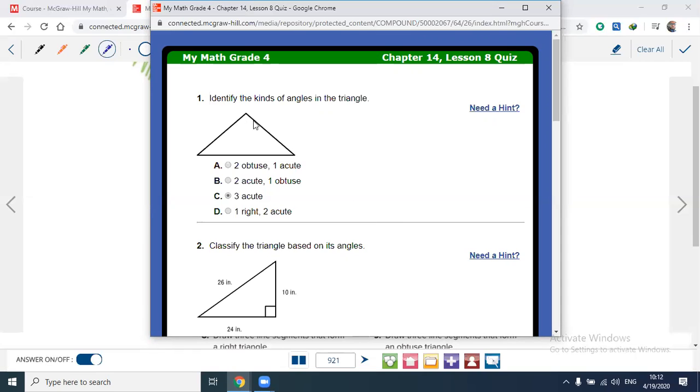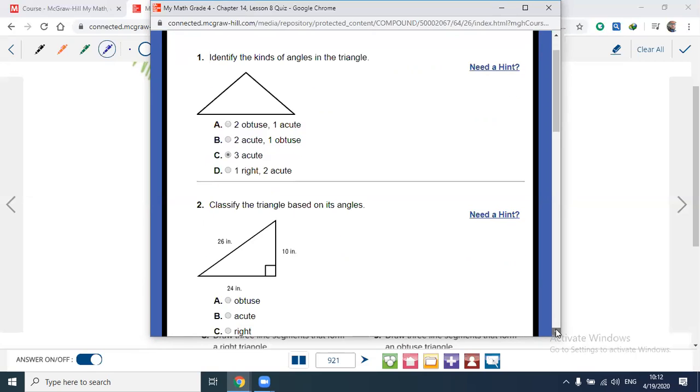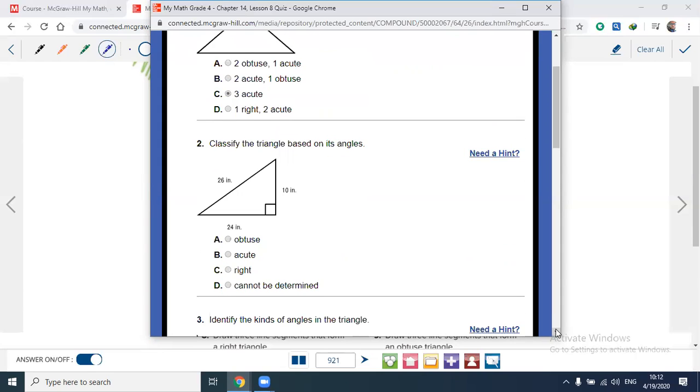Three acute. Never come in two obtuse, never in two right. At least I have two acute. Maybe two acute with one right or two acute with one obtuse, but not two obtuse or two right. But in this problem, I have three acute. Number two, classify a triangle based on its angle.